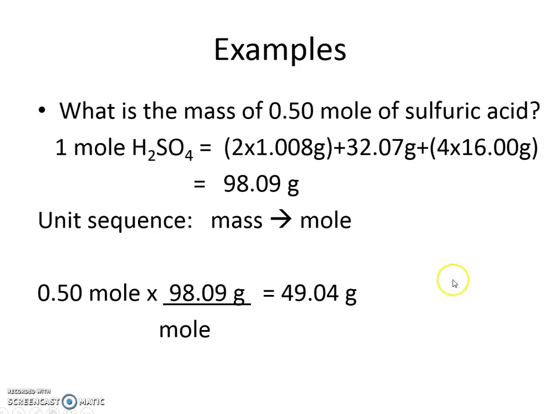What is the mass of 0.5 moles of sulfuric acid? I figure out the molar mass of sulfuric acid by summing up all the atomic masses. It's 98.09 grams. Because I have moles and I'm wanting to go to mass, it's only one step, mole to gram using the molar mass of sulfuric acid, and I get 49.04 grams.